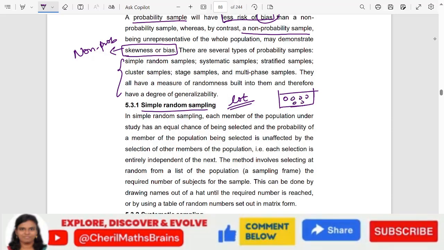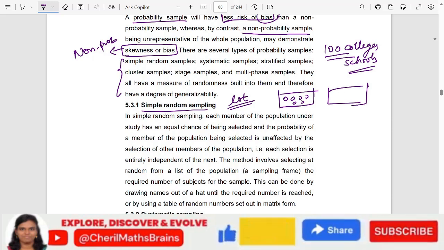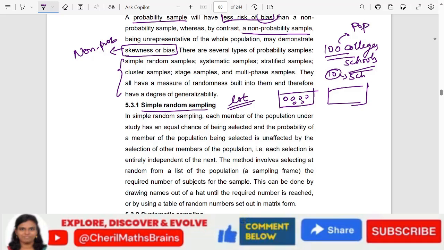For example, you need to collect data from 100 colleges. Okay, 100 colleges or 100 schools. So you write the names of all the 100 schools and then you put it in a box. You need to select 10 schools using the simple random sampling. So your sample is going to be 10 schools. So this is going to be your population and 10 is going to be your sample.